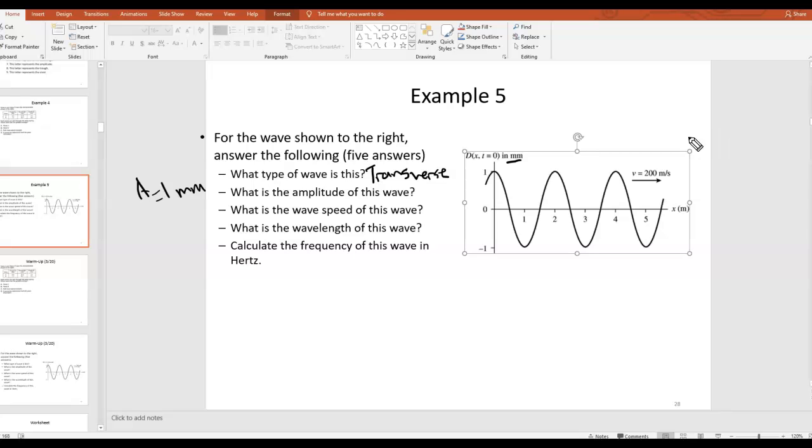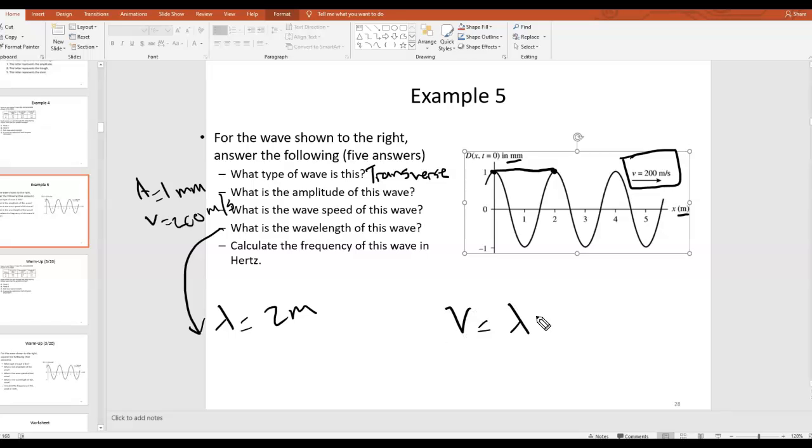Now, the wave speed is given right here. Okay, we don't have to use a wave equation or anything, it's actually given. Okay, so V equals 200 meters per second. The wavelength we can directly measure just by picking one point on a wave and measuring the length to the next corresponding point. So I'm going to do from this crest to this crest, from here to here. That length is 2, and the unit for that is meters. So lambda equals 2 meters from the diagram.